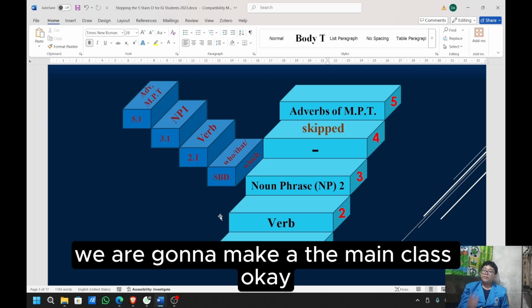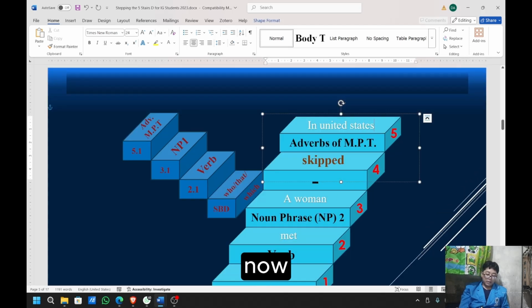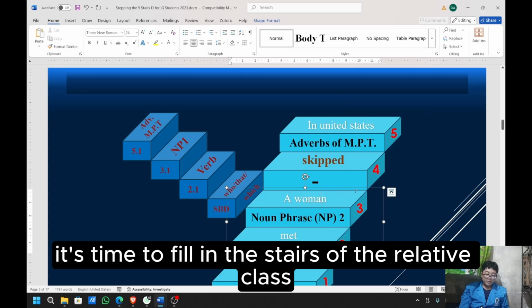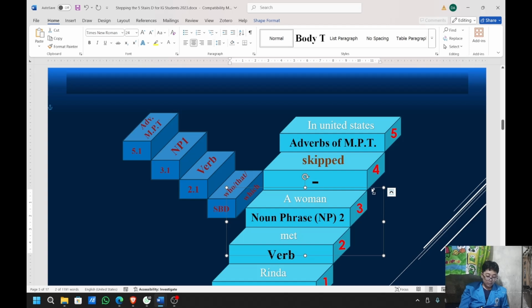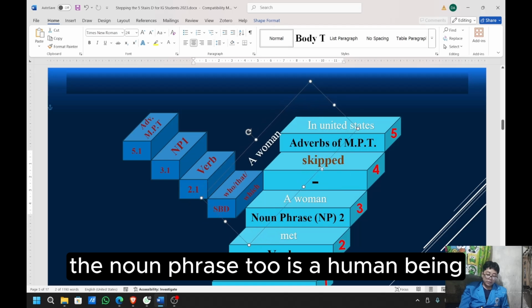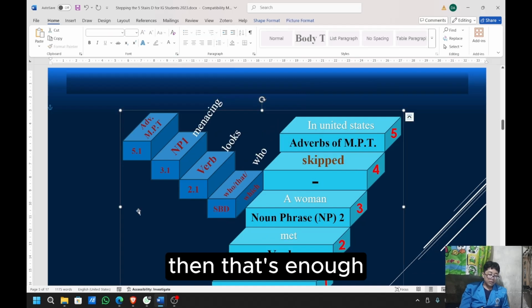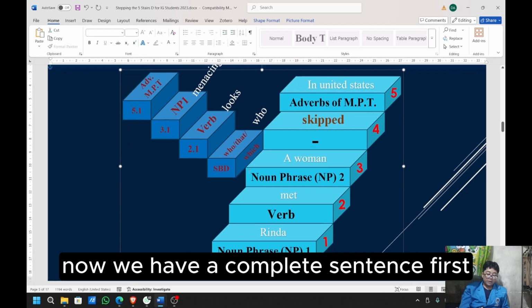Now let's try to make a sentence. First, we are going to make the main clause. We're going to fill the stairs 1 until stairs 5. Now it's time to fill in the stairs of the relative clause. Once again, we have to remember that the noun phrase 2 is a human being. So in conclusion, we have to use the relative pronoun who. Then that's enough. Now we have a complete sentence.